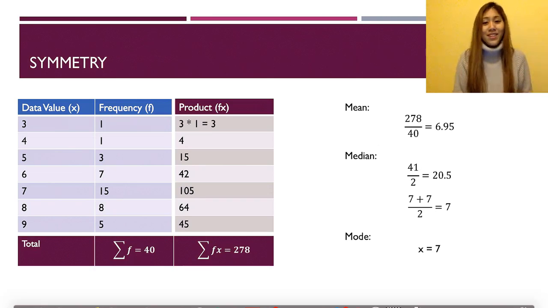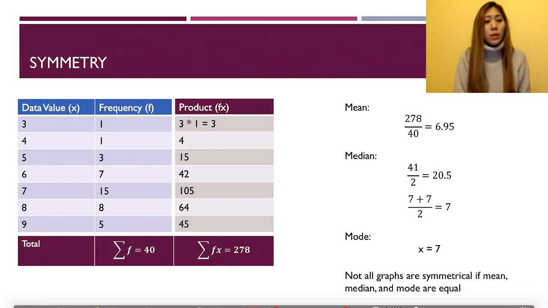So from this, we can see that graphs are not necessarily symmetrical even if mean, median, and mode are equal. We can see that there is a skew, right? There is a peak on the right hand side, tending towards positive, and then we have more data values on the left, and we have fewer data values on the right. So this tells us that even if mean, median, and mode are all equal to 7, that doesn't mean that this graph is completely symmetrical. So you have to graph it out in order to see that.